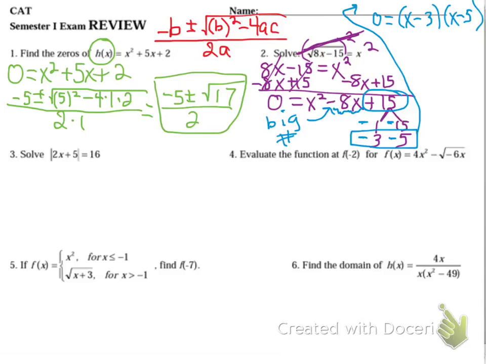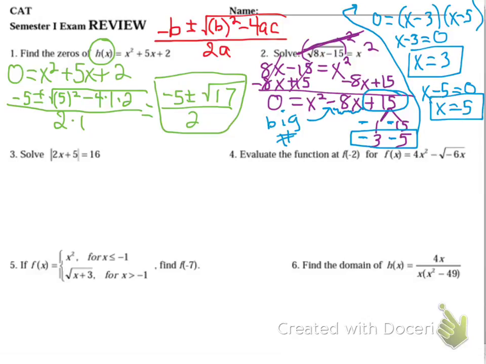I have two factors being multiplied equaling 0. That allows me to set each one equal to 0. So when I do x minus 3 equals 0, I find x is 3 by adding 3 to each side. And when I let x minus 5 equal 0, I add 5 to each side to find out that x is 5. And again, if you wanted to go back and use the quadratic formula instead, you would get the same answers.